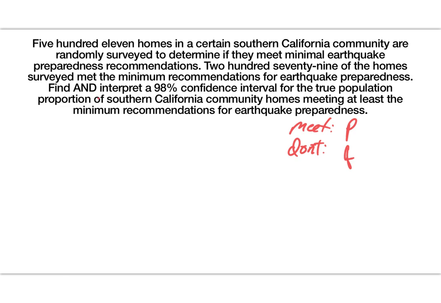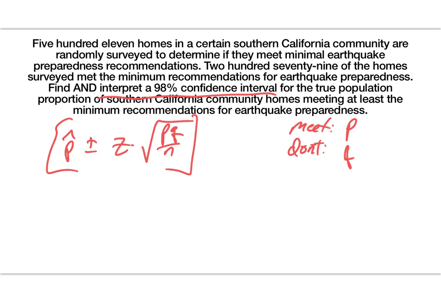I need to create a 98% confidence interval, which means P hat plus or minus Z times square root of PQ over N. Do I know P or Q, the actual population values? I do not. It's not told up here anywhere what the actual proportion is. I did a random sample.